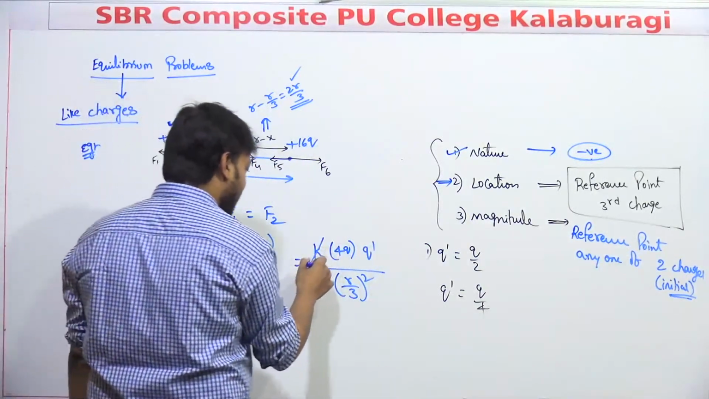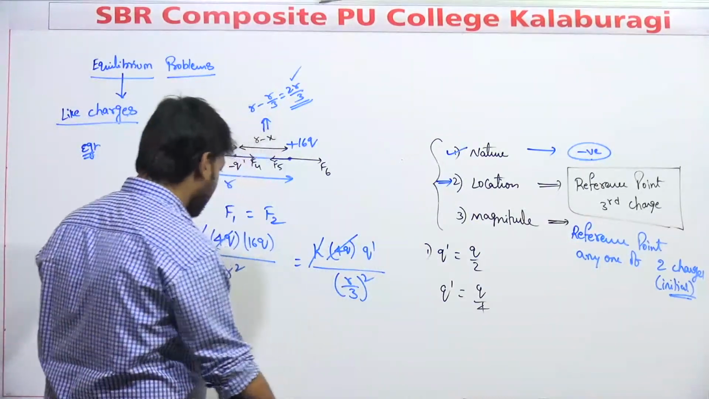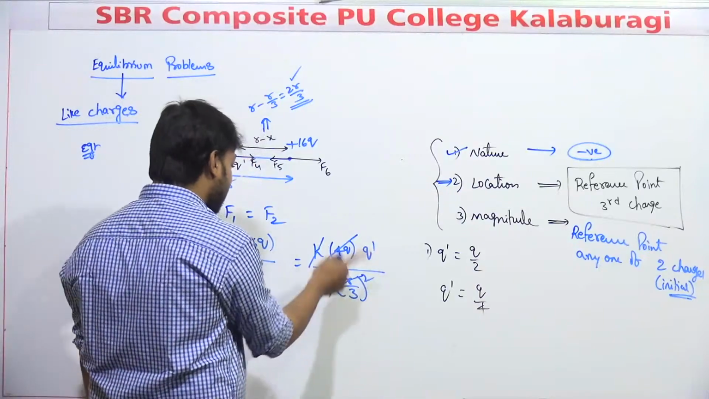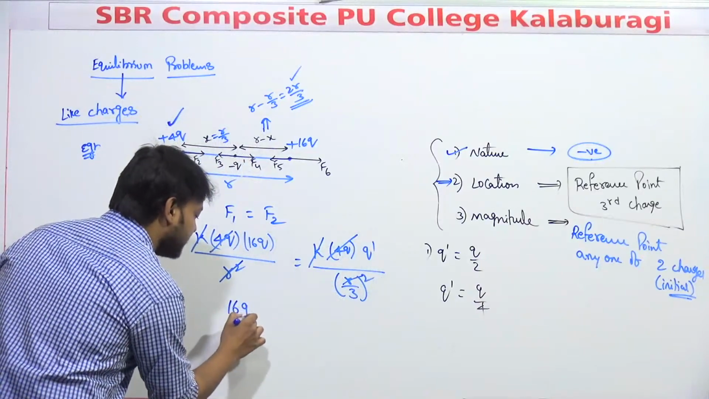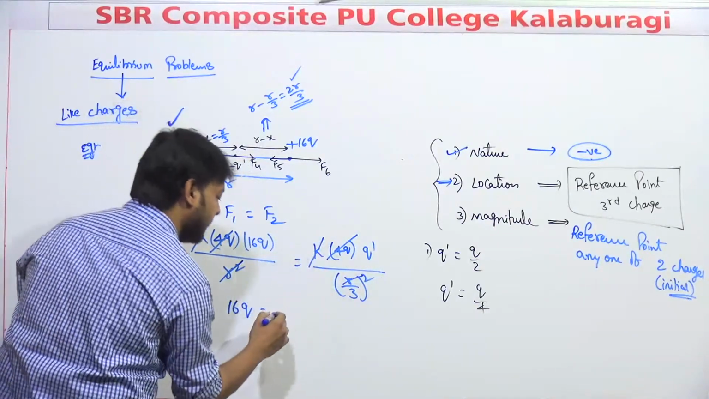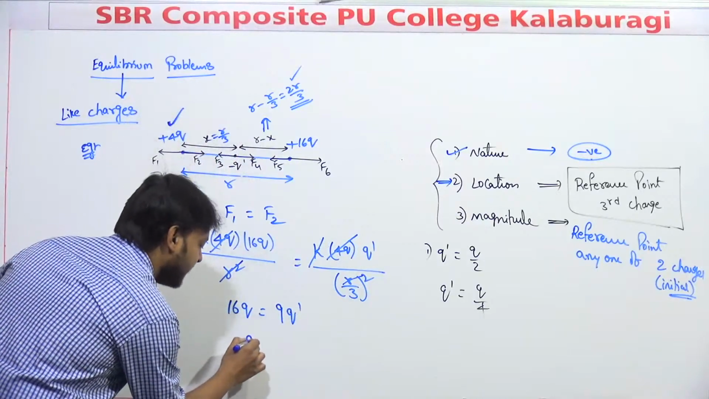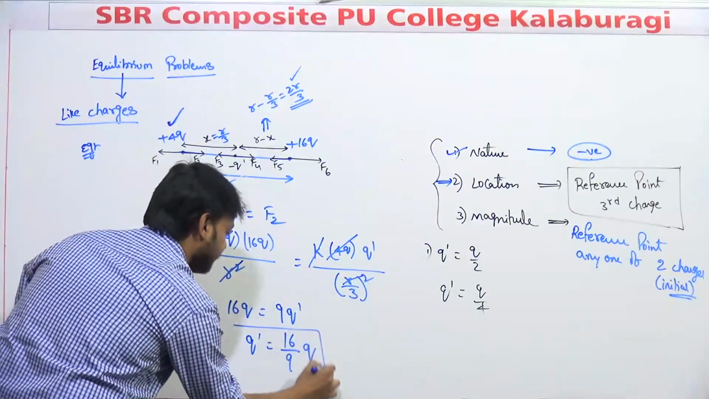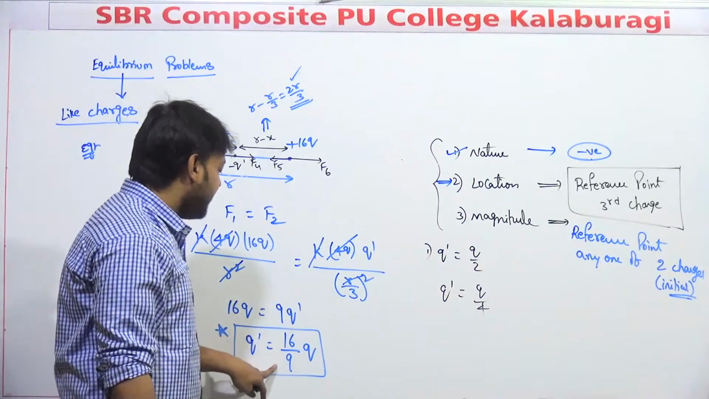So K and 4q will be cancelled. Now R square also will be cancelled. The 3 square, 9, will go to the numerator. So 16q on this side equals 9 times q dash. Now q dash I can write as 16 by 9 times q. So q dash is what? 16 by 9 times q.